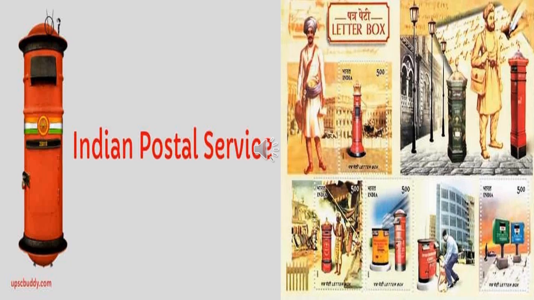So the first Indian postal stamp was issued in 1852 in Karachi. So where is Karachi? It is in Pakistan. But in 1852, Pakistan was a part of our country, India. Only in 1947 was Pakistan partitioned from India. So the first Indian postal stamp was issued in 1852 in Karachi.